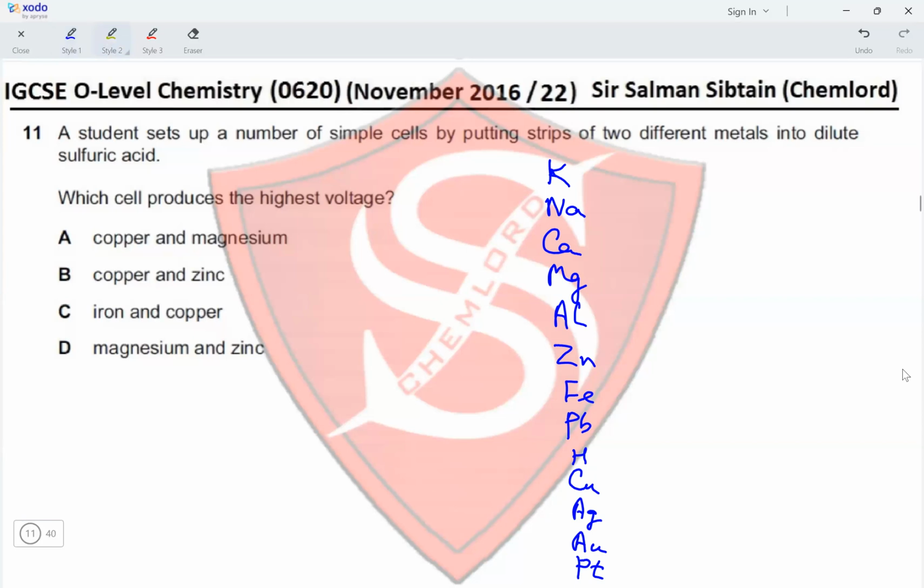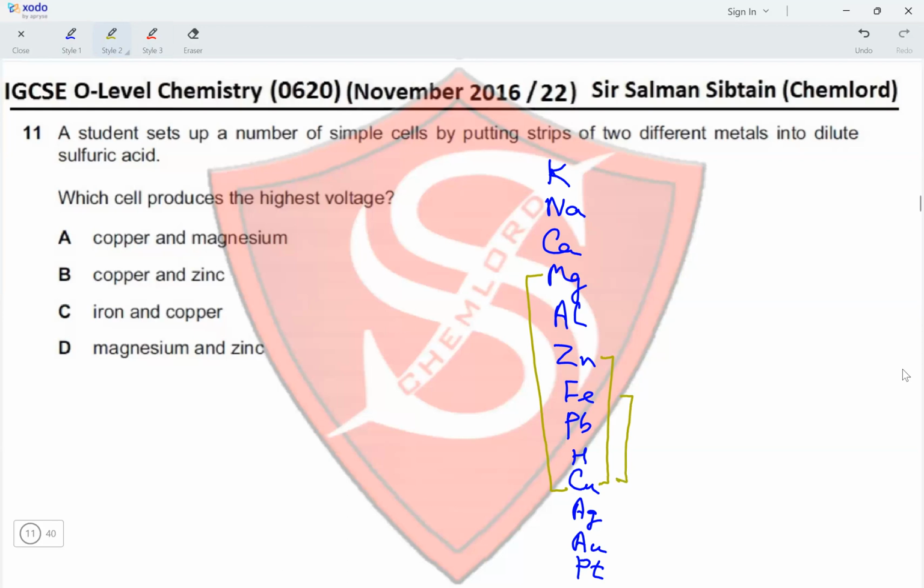So for the first one, copper and magnesium, we have a very large difference in reactivity between copper and magnesium. Next, we have copper and zinc. Copper and zinc also has a difference between their reactivities, but it is lesser than the difference between magnesium and copper. The third one is iron and copper. Iron and copper has an even lesser difference than copper and zinc.